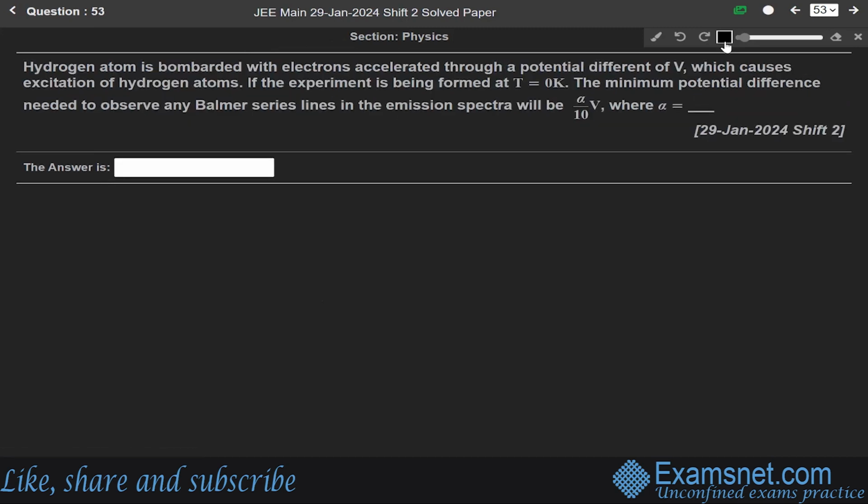Now next question 53. Hydrogen atom is bombarded with electrons accelerated through a potential difference of V, which causes excitation of hydrogen atoms. If the experiment is being performed at T equals 0 Kelvin, the minimum potential difference needed to observe any Balmer series lines in the emission spectra will be alpha over 10. We have to find the value of alpha. So this question is from the chapter of atomic and nuclei physics. So it is saying about the Balmer series line.